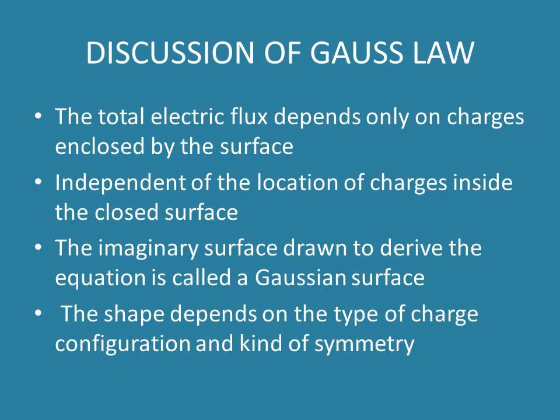Now, discussion of Gauss law. What are the points to be noted while discussing Gauss law? The first one is the total electric flux depends only on charges enclosed by the surface. The second point is it is independent of the location of the charges inside the closed surface. Next, the imaginary surface drawn to derive the equation is called a Gaussian surface. The shape depends on the type of charge configuration and kind of symmetry.